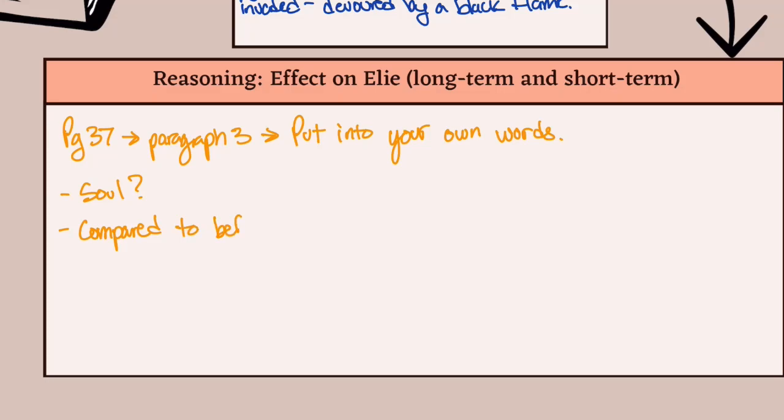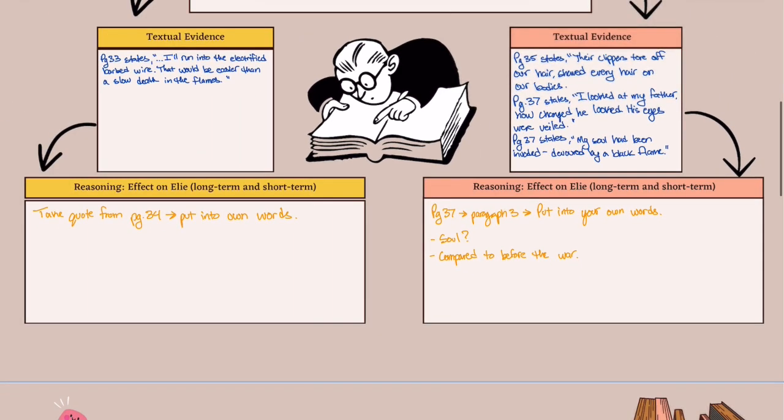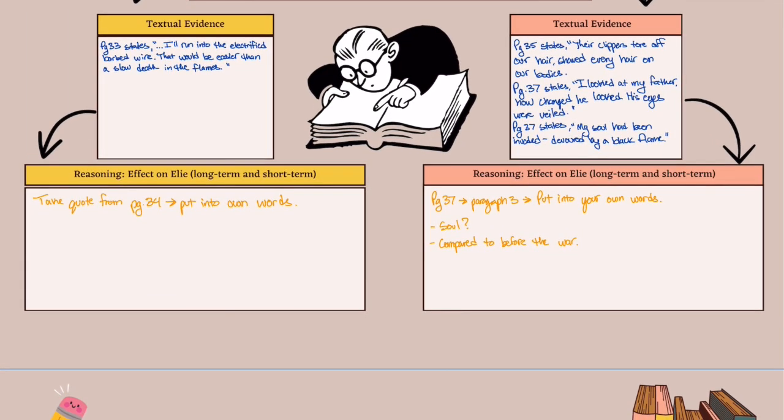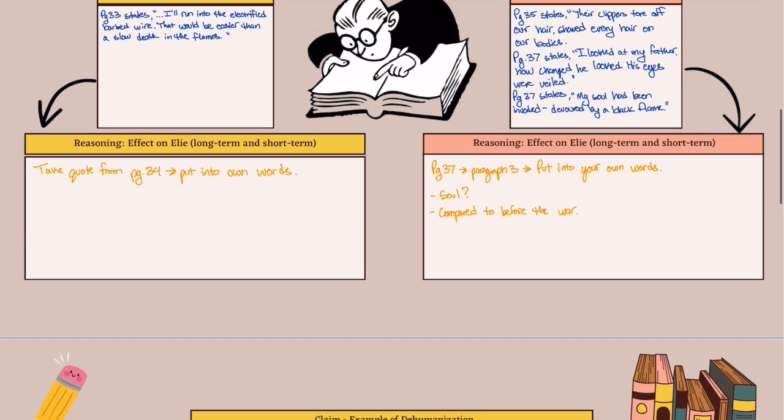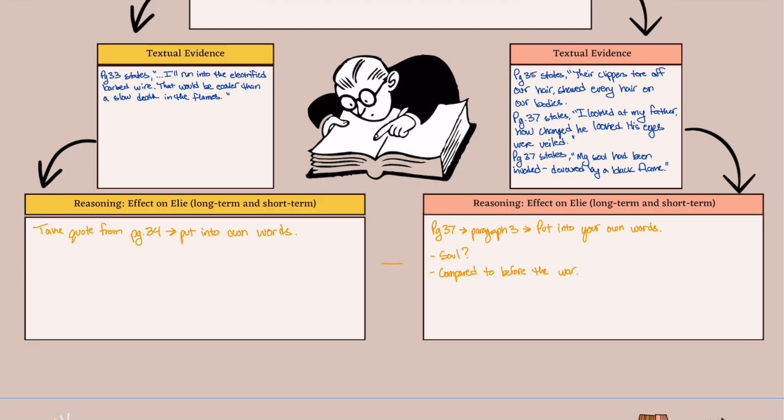How is Eli now compared to before the war? Okay? This could help guide your thinking on your analysis statement there, but really, I want you to focus on that third paragraph of page 37. Look at that long-term effect that it has on Eli, and I want you to put that into your own words. These two should be quite similar. Okay, and that's okay. We can practice restating similar ideas. And it all goes in one paragraph.